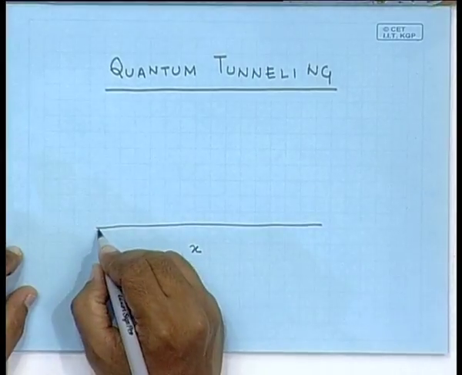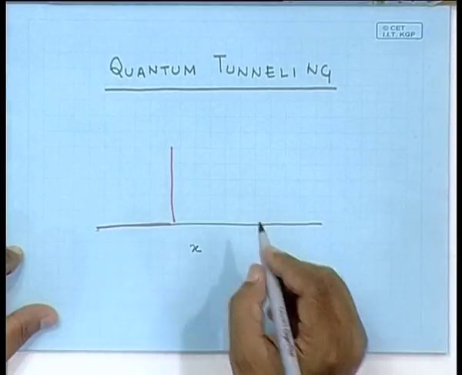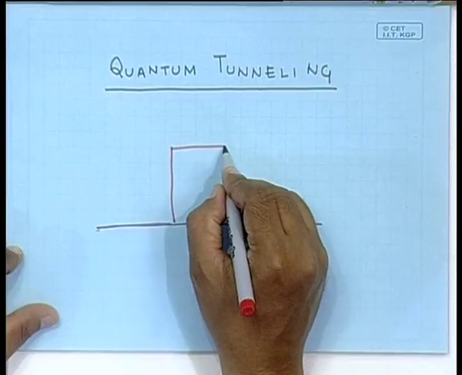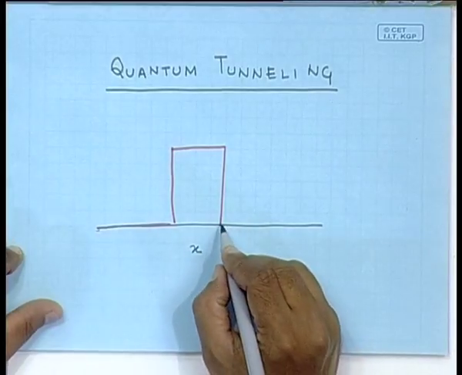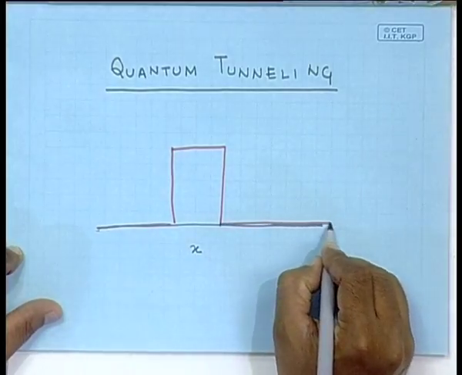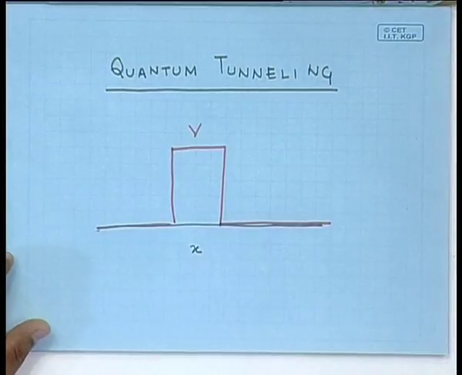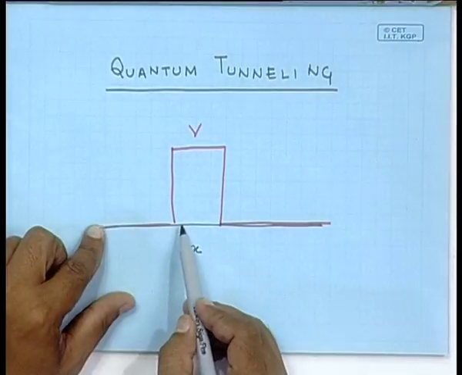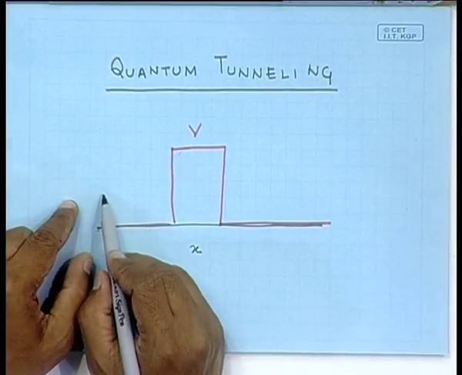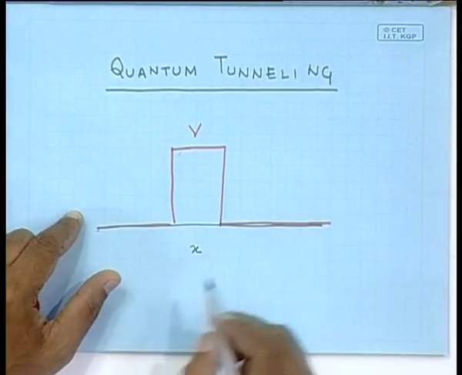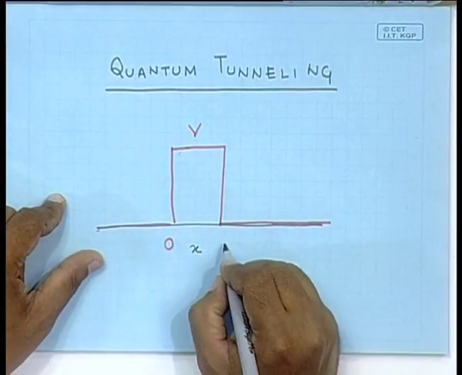It is 0 in the region to the left, and then here it takes on a value which is constant for some range of x, and then again it is 0 on this side, and this constant value let me denote by V. So, essentially there is a potential barrier V which separates the region to the left from the region to the right, and let us say that the potential barrier extends from x equal to 0 to x equal to a.